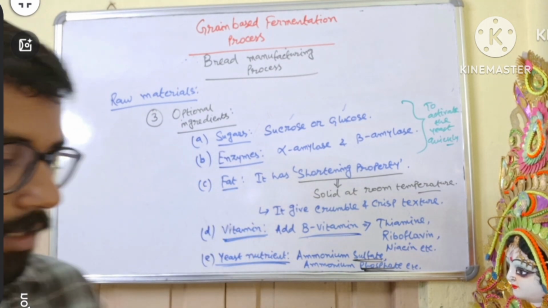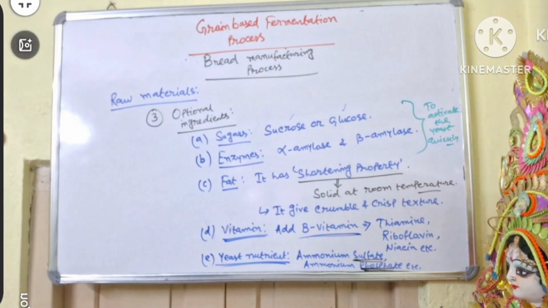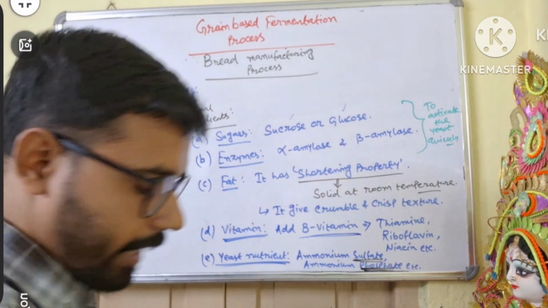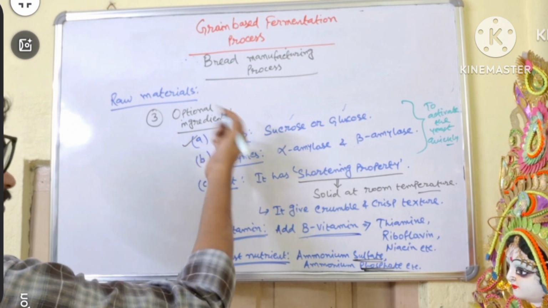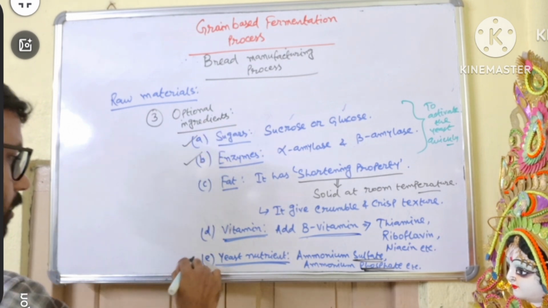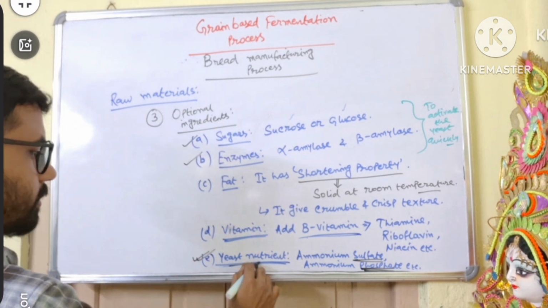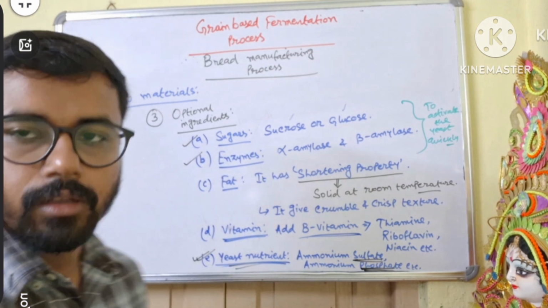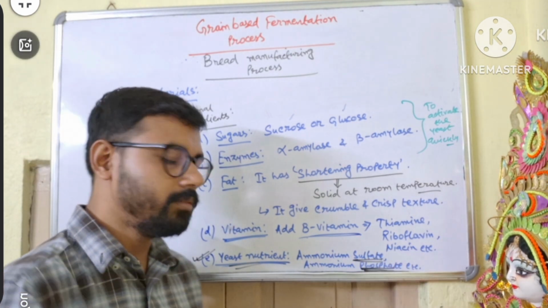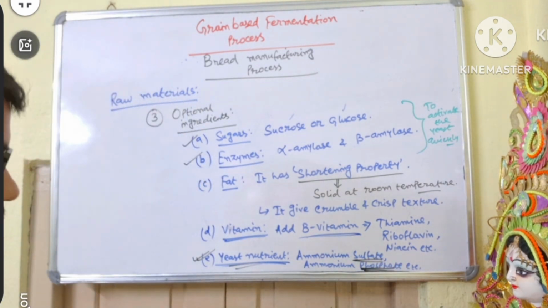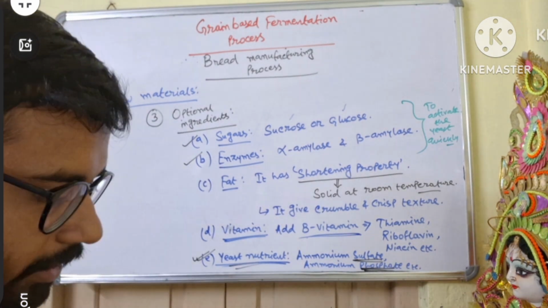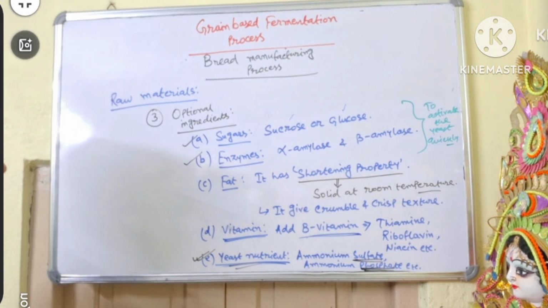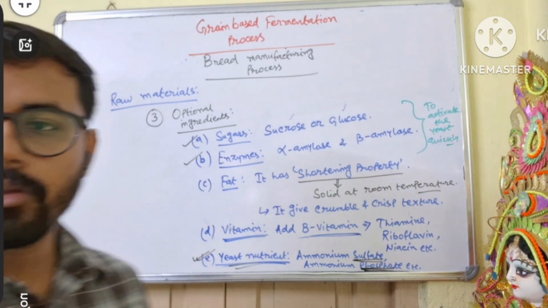So during bread making, to make the yeast quickly activate, we can add either sugar or enzymes, and absolutely needed is yeast nutrient, because this gives the micro element source, sulfur, phosphorus, etc. So that was the raw materials under optional ingredients. Clear or no?